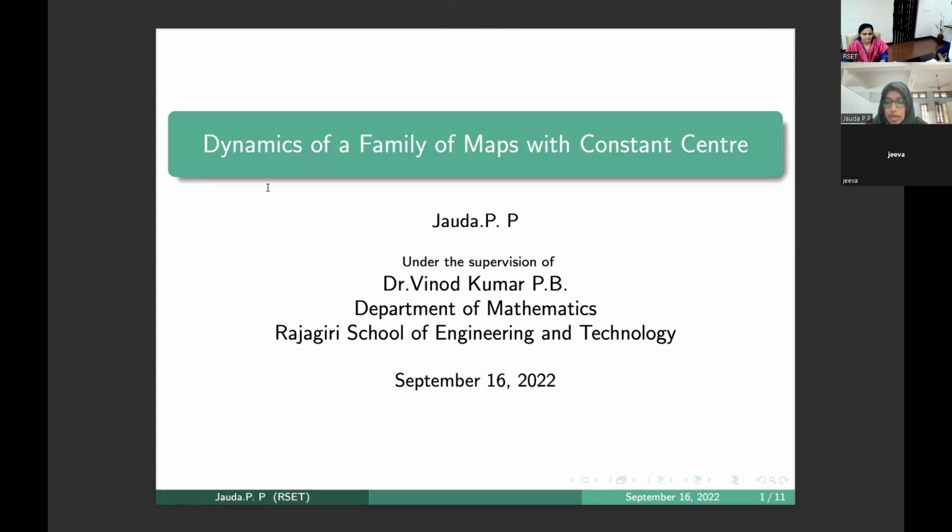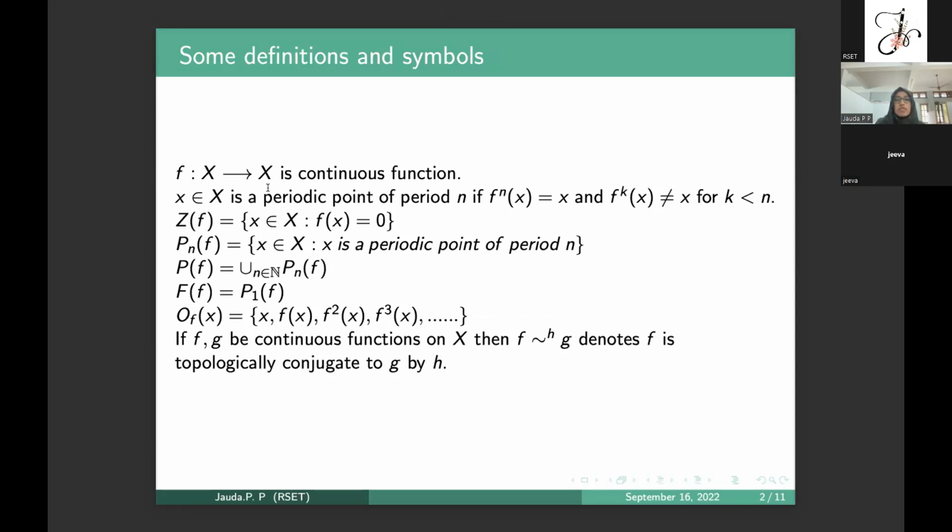Good morning. Myself, Jauda PP. Today I am going to discuss dynamics of a two-parameter family of maps with constant center. First, we will go through some basic definitions and symbols.